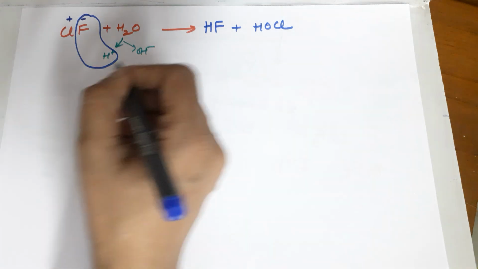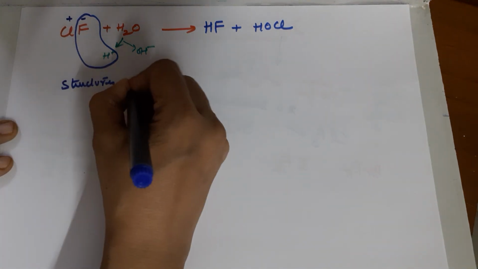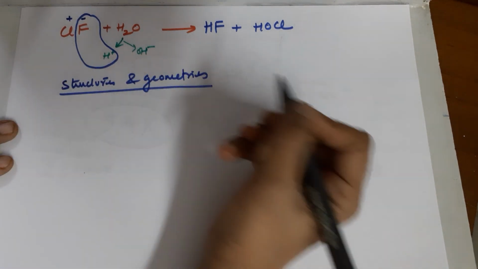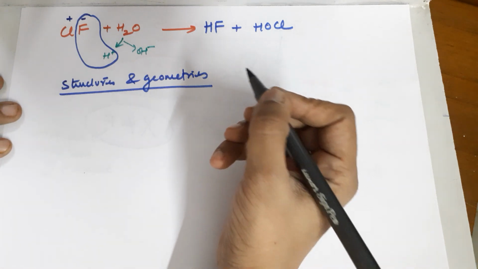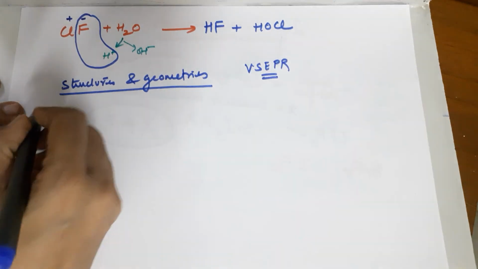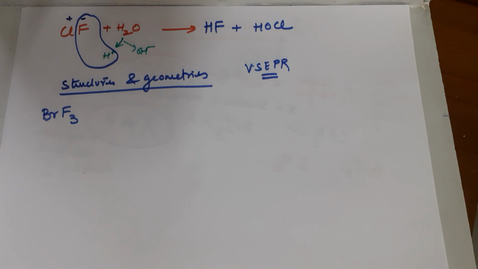Moving on further, let's talk about the structures and geometries of interhalogen compounds. I will do a few of them to get a grasp of the topic. We are doing the VSEPR theory. Let's do the first, BrF3. Now the central atom is bromine.